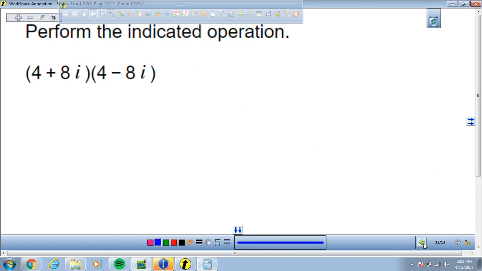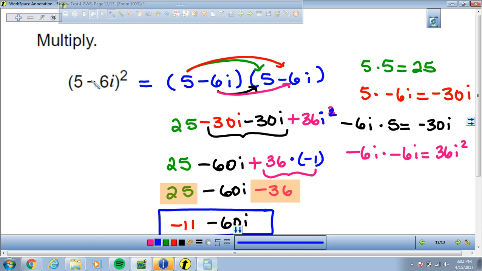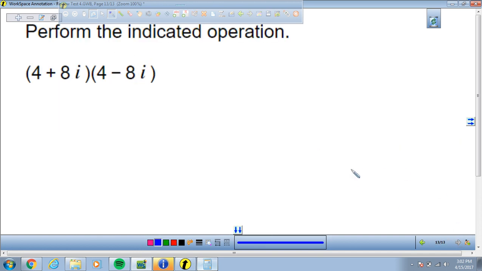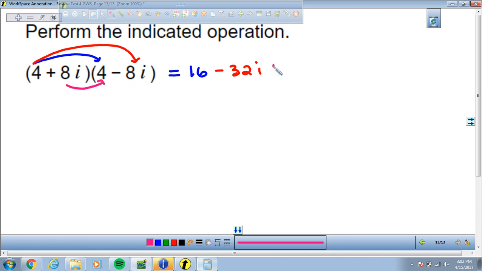This last one, I think it's almost the same as this one, except this one you had to know that you had to expand it this way. This one is already expanded like that. Okay. 4 times 4 is 16. 4 times negative 8, negative 32i. 8i times 4, positive 32i. And then 8i times negative 8i, negative 64i squared.